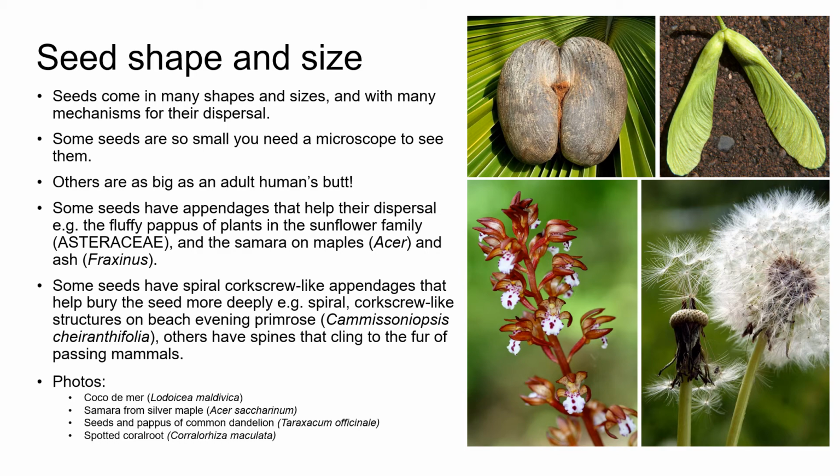And some seeds have appendages that help them bury themselves more deeply in the ground in the wild. For example, our California native herbaceous perennial beach evening primrose has corkscrew-like appendages that help bury the seed quickly in the shifting sands of the sand dunes where this plant grows in its native habitat.